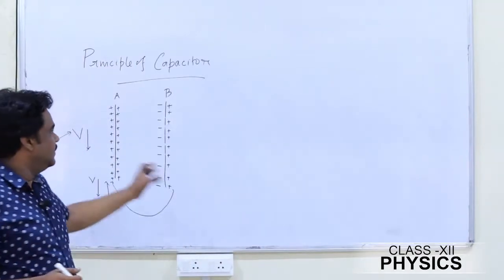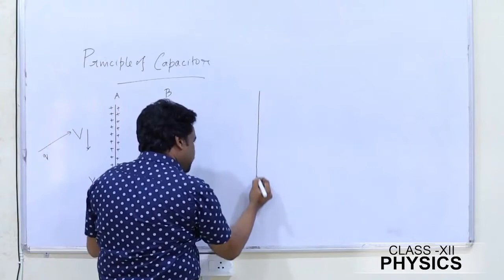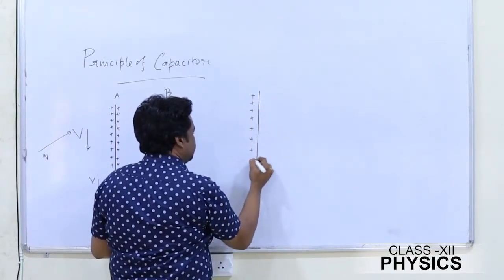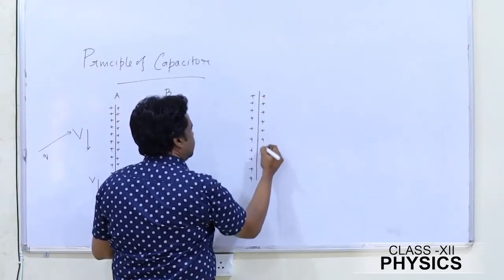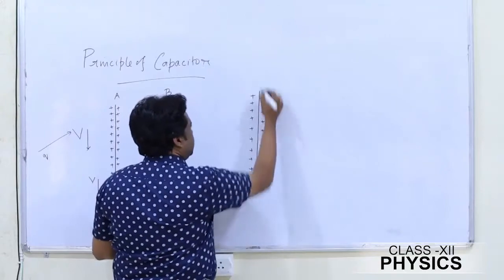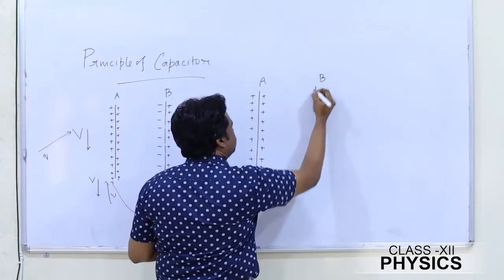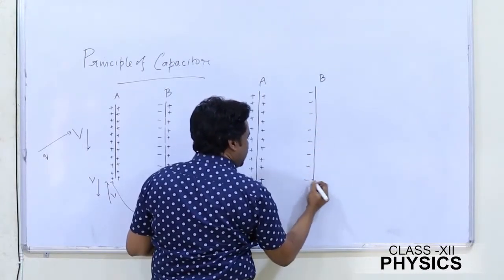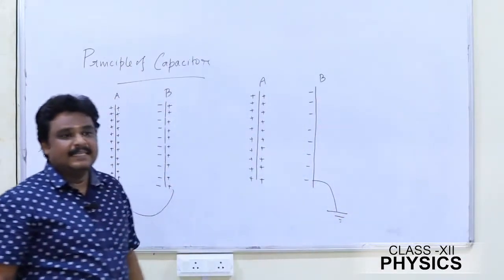Now I am going to speak about the second instance. I am going to assume the same situation. Plate A is given positive charge. So this is plate A, and say uncharged plate B. The left face is negative. What am I going to do? I am going to earth connect plate B.